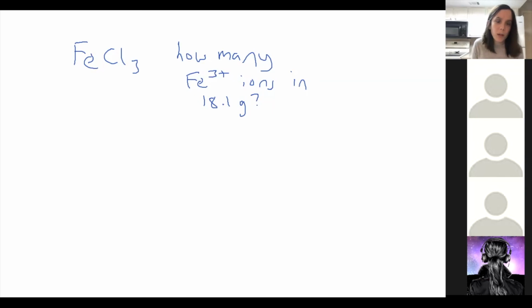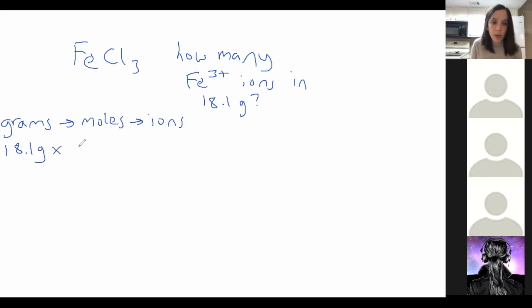So what we need to do is go from grams to moles to start with. So reverse conversion is from grams to moles. And then go from moles to particles, or in this case, ions. So it's going to be a two-step process. So we'll start by going from grams to moles. We'll do 18.1 grams of FeCl3 and convert that to moles.